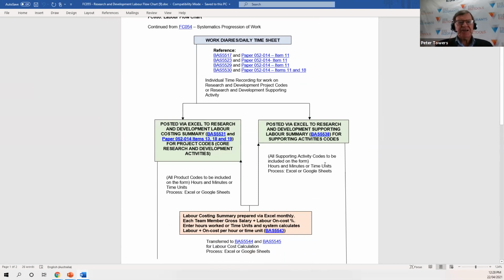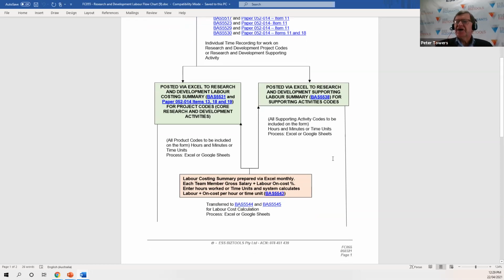So a core project only relates to something that is core, that a hypothesis can be identified for, but you can then have supporting research and development projects, which must be linked to a core research and development project. And that expenditure can be claimed in exactly the same way.